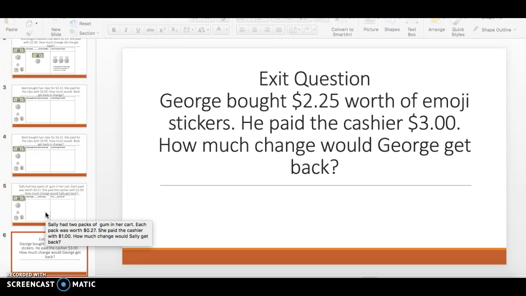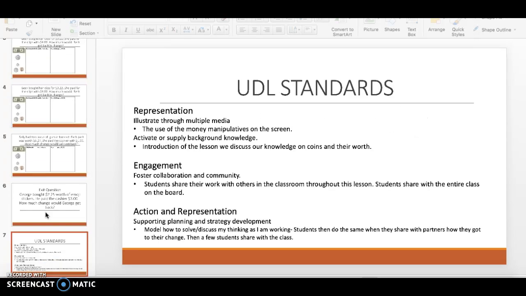Then we go to an exit question, and this is how I kind of know who I need to pull for a small group to work on a little bit more. So students do this with, again, their play money and their whiteboards, and then that helps me to pull where I need to. So some UDL guidelines that I felt this PowerPoint met: under representation, illustrating through multiple media.